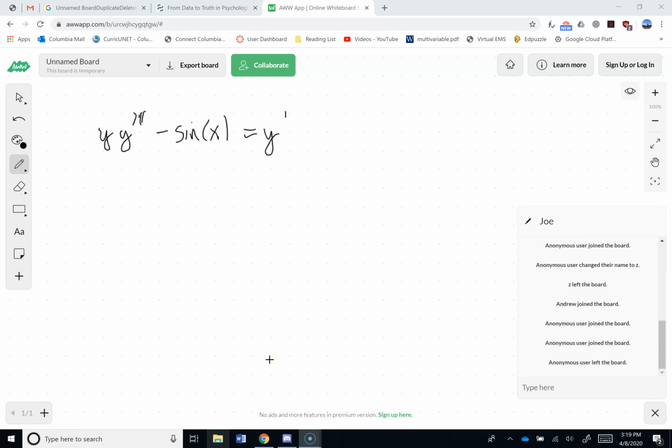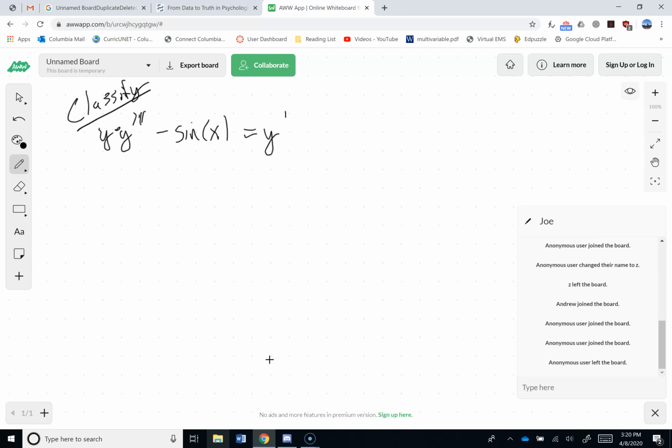All right, so the equation we're talking about is y times y triple prime minus sine x equals y prime. Okay, and we're trying to classify this thing, right? So basically just put a name to this beast. You don't have to solve it.